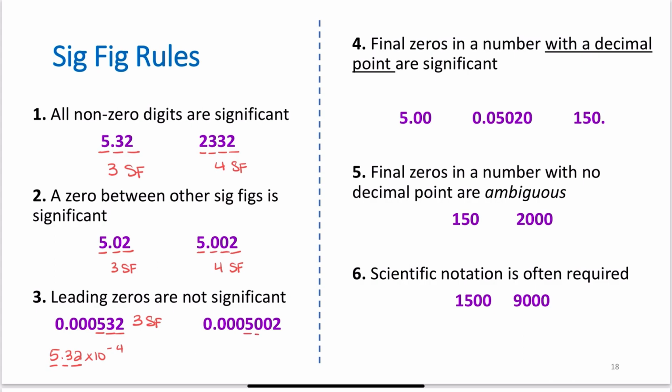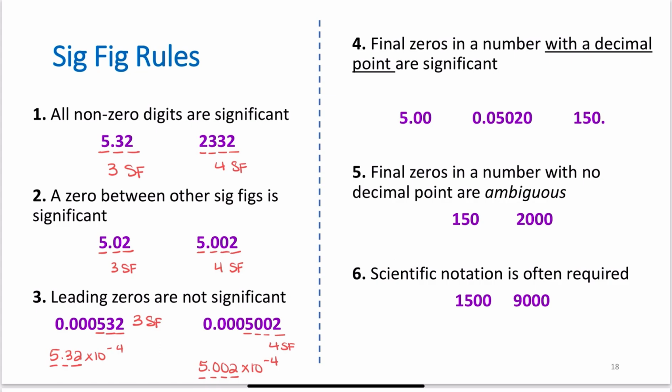0.000502, 1, 2, 3, 4 sig figs. The zeros in between the 5 and the 2 are between significant numbers, so those are significant. But the leading zeros are not significant. Again, if you are unsure, put it into scientific notation, 5.002 times 10 to the negative 4. I have 1, 2, 3, 4 sig figs. So students have a kind of hard time with leading zeros.